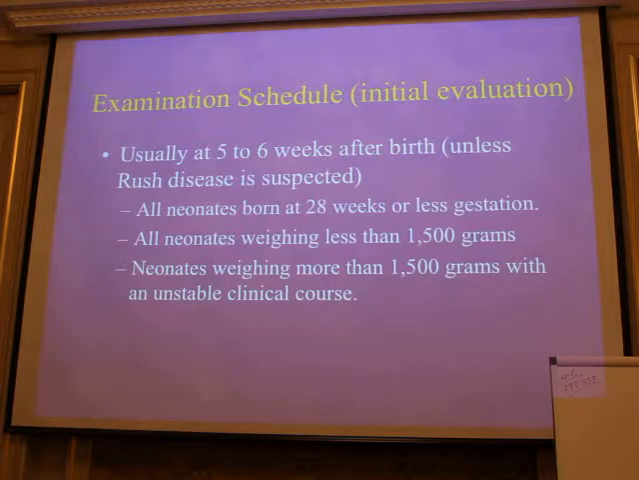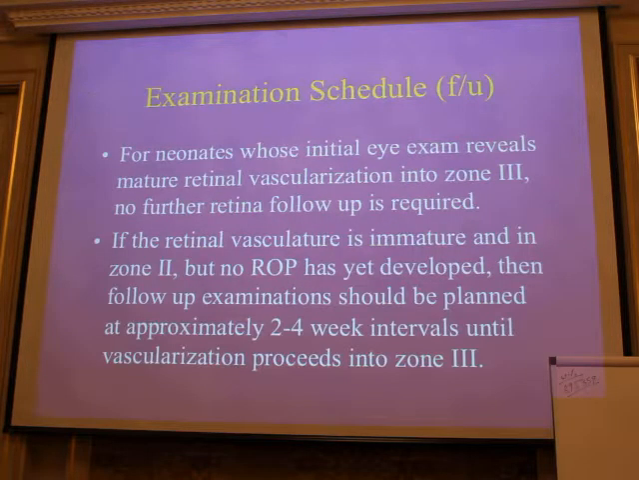Usually we like to see only babies born at 28 weeks or less. Usually we like to see only babies weighing less than a kilo and a half at birth. However, if you have a neonate that was weighing more than a kilo and a half with a very unstable clinical course, we would like to see him as well, or her. And depending on what you find, you would determine the follow-up.